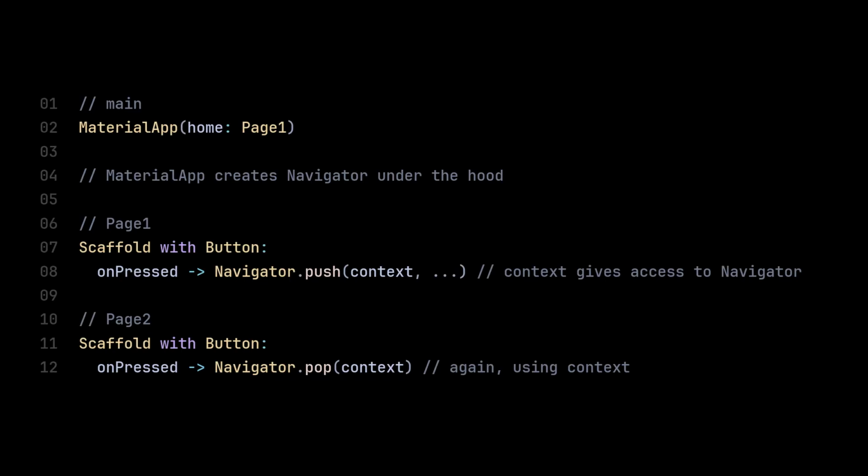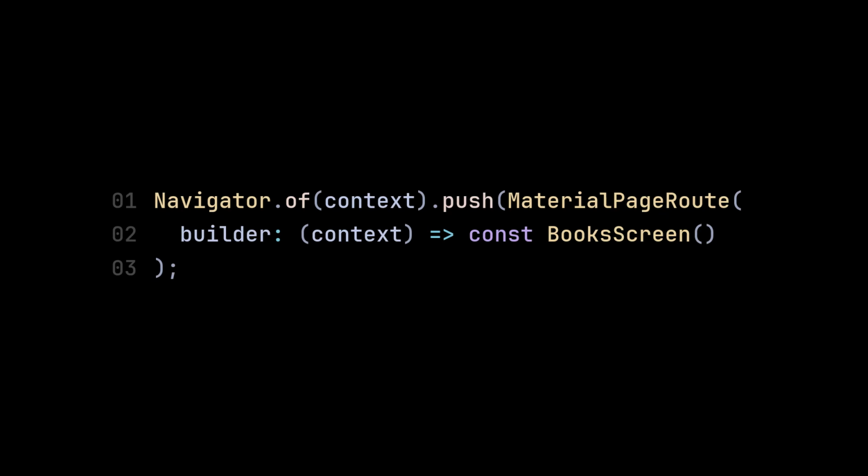The Material App widget that you create at the root of your application is doing a lot of things under the hood that make your apps work nicely. One of the things that it does is it creates a navigator for you. You can access this navigator in your application using the build context. The navigator internally creates a list of routes. You can add to this list of routes using the push method, and you can remove routes using the pop method. If you look at the widget that we're pushing, it's a route called Material Page Route.